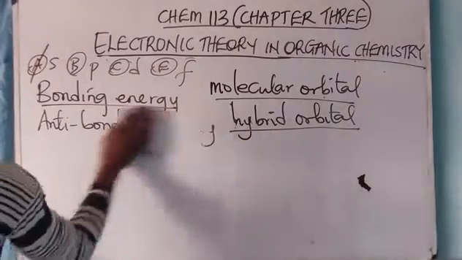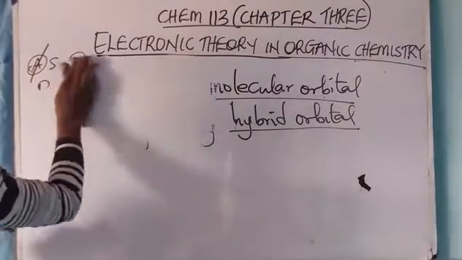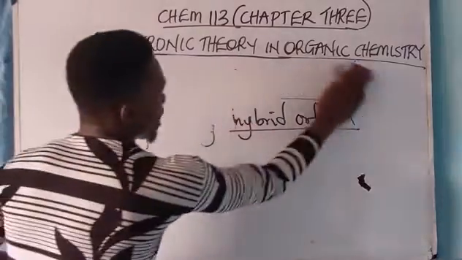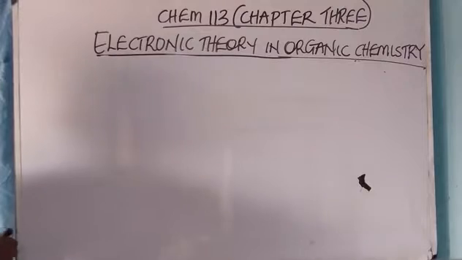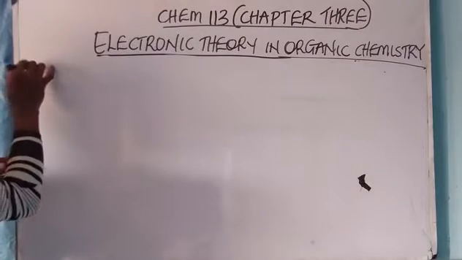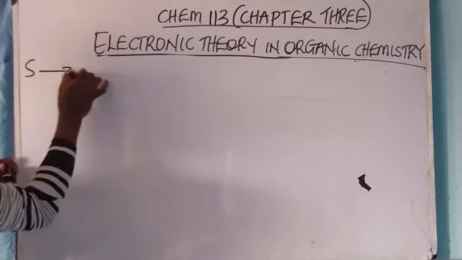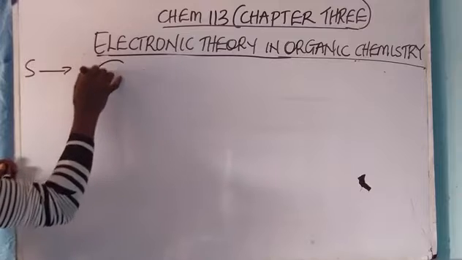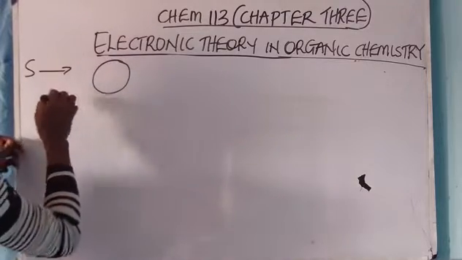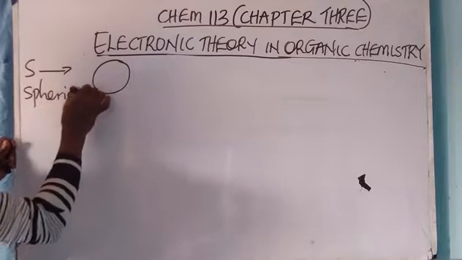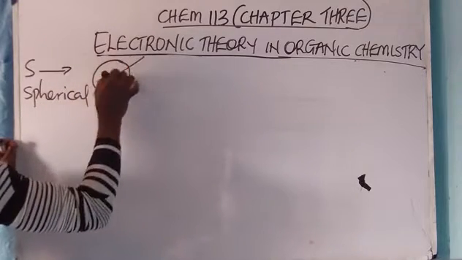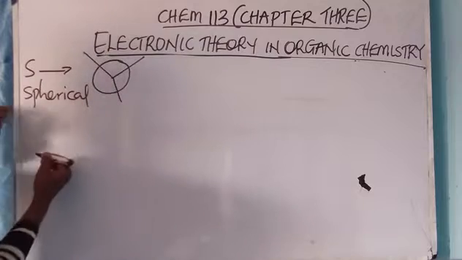Now, so that is for that. We now have the sigma bond and we have the pi bond. Okay, before I go into that, I'll give us the shape of orbitals. Now the S is what? Spherical in shape. Like this. Alright, it's spherical in shape.